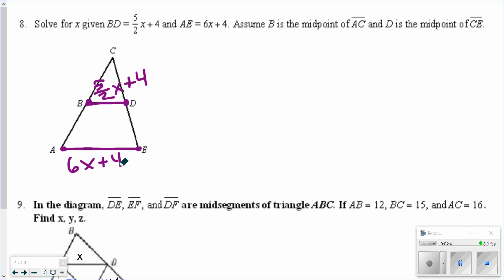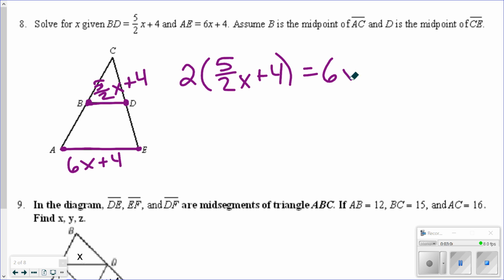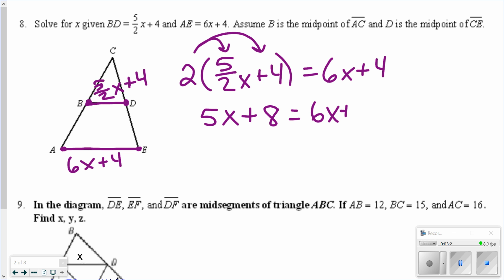If I wanted to set up an equation, I would need to multiply BD by 2 for it to equal the larger side AE. So let's write that out. 2 times my shorter segment, which is 5/2 x plus 4, is equal to my larger segment, which is 6x plus 4. Now I need to solve for x, so I multiply 2 inside the parentheses, which gives me 5x plus 8 is equal to 6x plus 4.